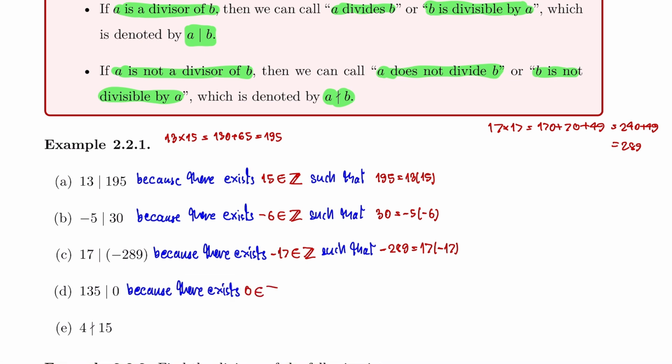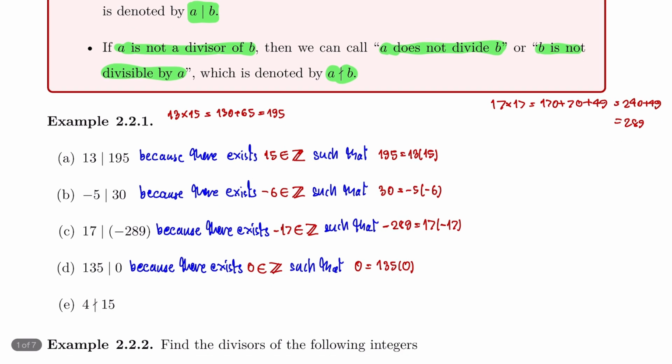And an integer 0 such that 135 equals what? When we divide this number by 135, 135 divides 0, because 0 equals 135 times 0. And the last one, 4 does not divide 15.